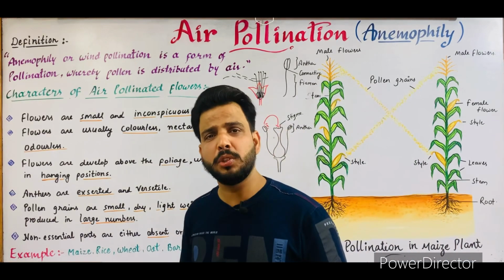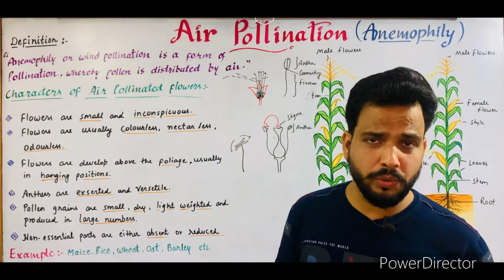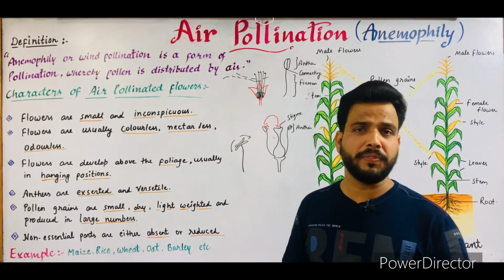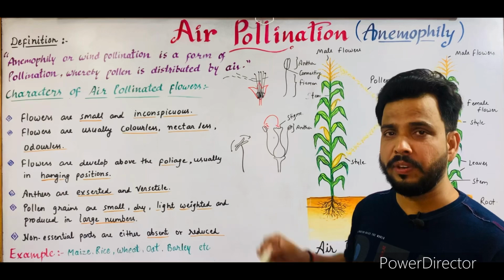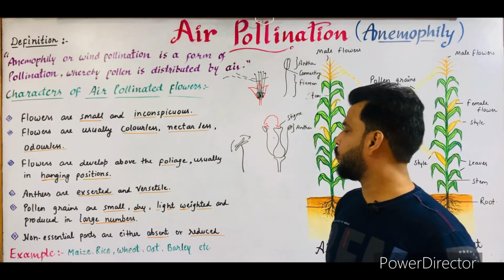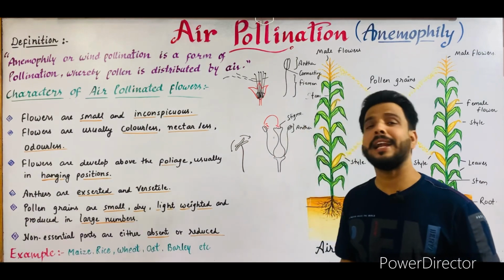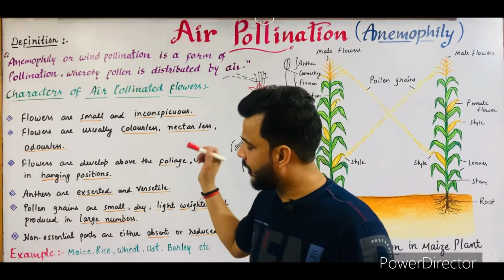Now some examples of air pollinated flowers. It's also a very important question for exams: give any two examples of anemophilous flowers. So these are the anemophilous or air pollinated flowers. First one is maize, rice, wheat, oat, barley, etc. Now these are the examples.